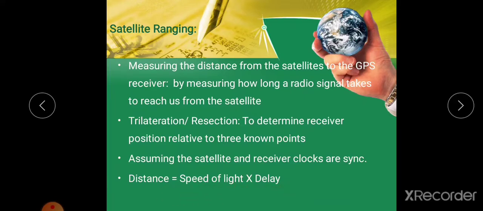And trilateration or resection means to determine the receiver position relative to three known points. That is, if we know three known points, we can determine the receiver position. That is the principle behind resection, which you have studied in your survey. This assumes the satellite and receiver clocks are synchronized. That is, if one is changing, the other is also changing.